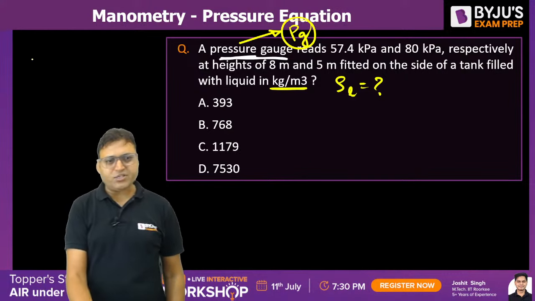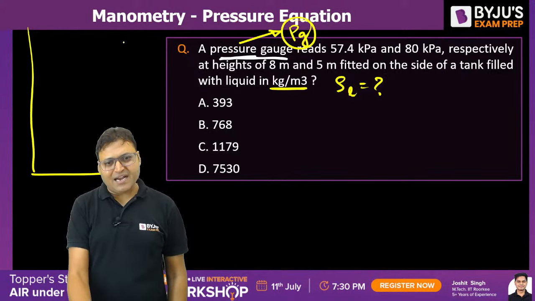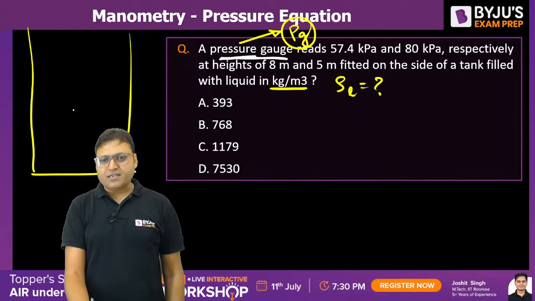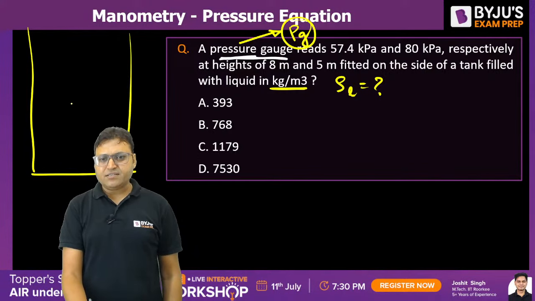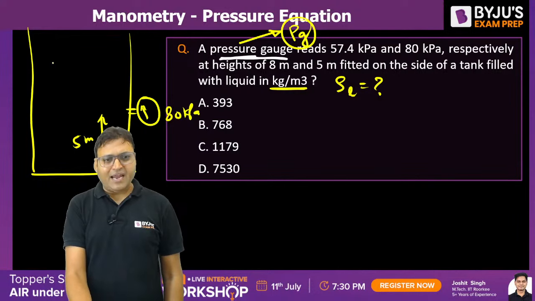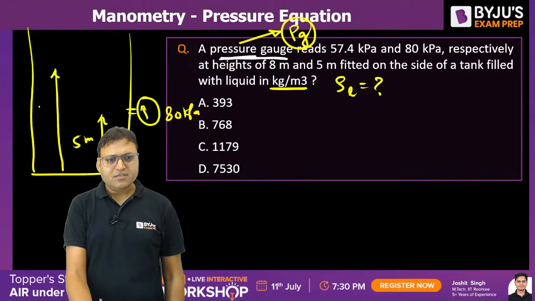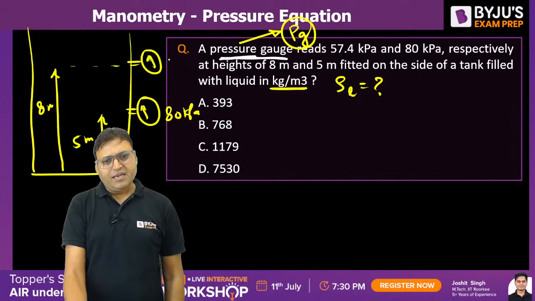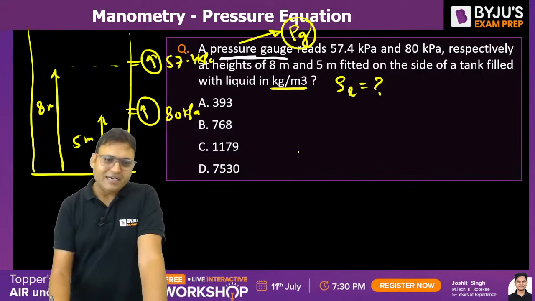The question is to find out, there is a tank, let us say at 8 meter height, at 5 meter height, there is a pressure gauge. It is giving a reading of 80 kilopascal, and at 8 meter height, there is another pressure gauge. It is giving a reading of 57.4 kilopascal. So what will be the density of the liquid?